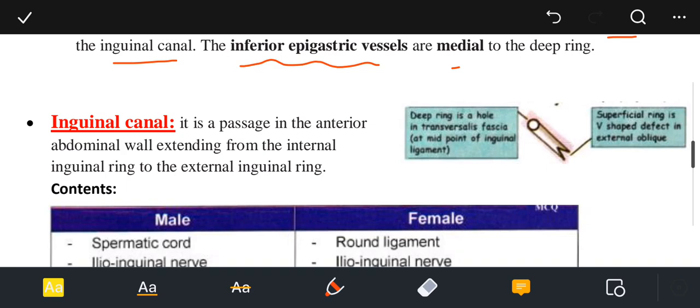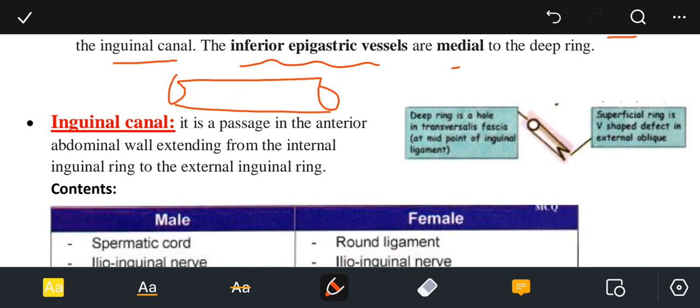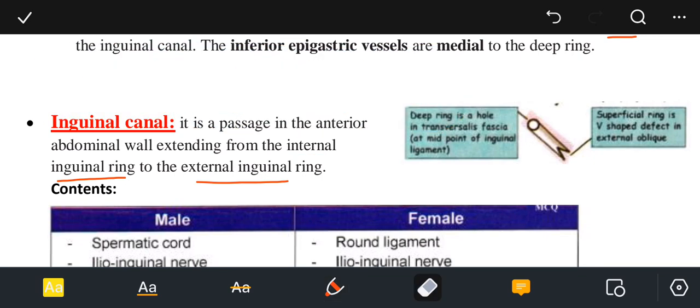Then what is the inguinal canal? It is a passage in the anterior abdominal wall extending from the internal inguinal ring to the external inguinal ring. So it is a canal, and if it is a canal, definitely it has two openings. It is a tunnel. One opening is called the internal inguinal ring, and the other is called the external inguinal ring. These two openings collectively constitute the inguinal canal.